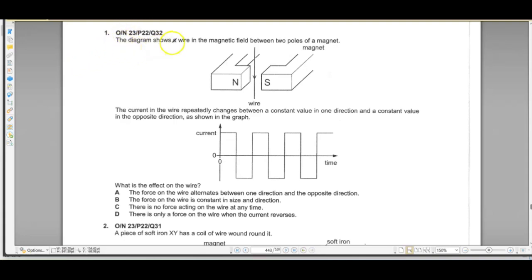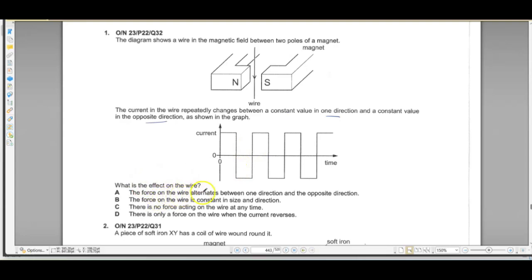Question number 1. The diagram shows a wire in the magnetic field between two poles of a magnet. The current in the wire repeatedly changes between a constant value in one direction and a constant value in the opposite direction, as shown in the graph. What is the effect on the wire?